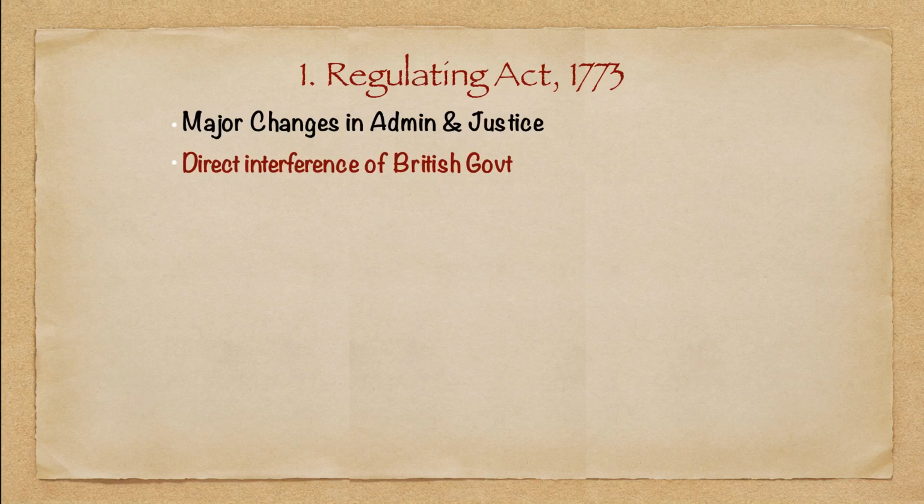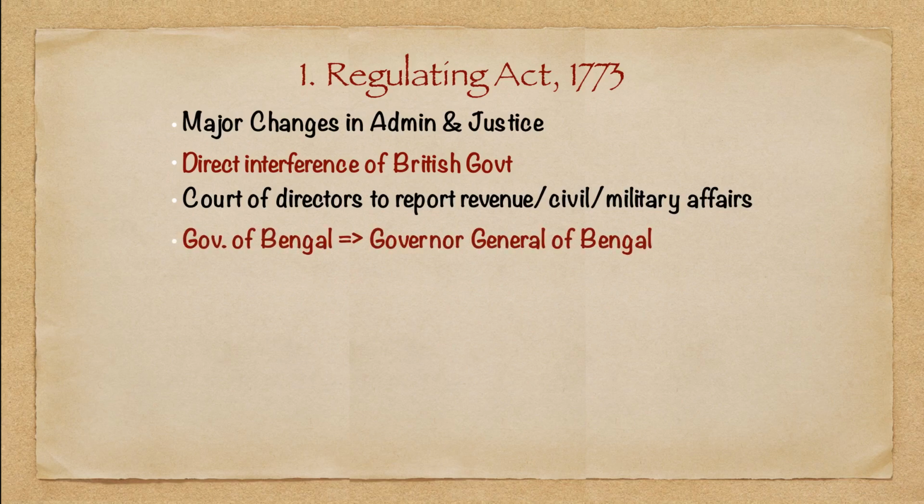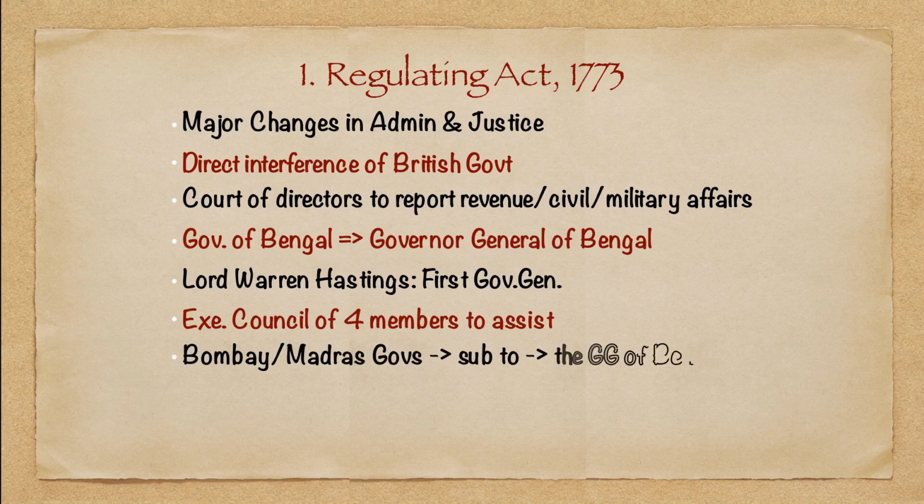It strengthened the British government's control over the company, by requiring the Court of Directors, the governing body of the company, to report on its revenue, civil, and military affairs in India. By this act, the Governor of Bengal was designated as Governor-General of Bengal. Lord Warren Hastings was appointed as the first Governor-General, and an executive council of 4 members was formed to assist the Governor-General. Also, the other provincial governors, of Bombay and Madras, were made subordinate to the Governor-General of Bengal.